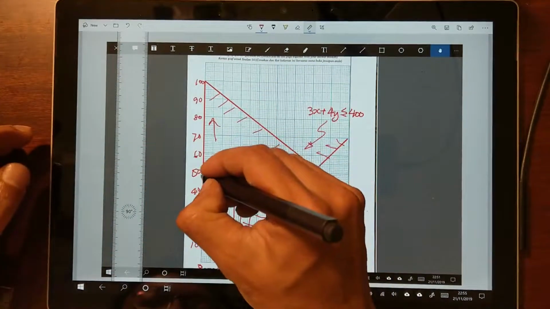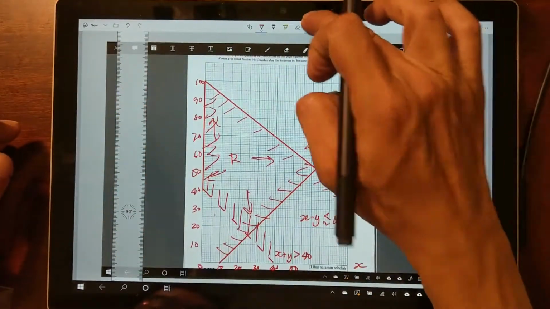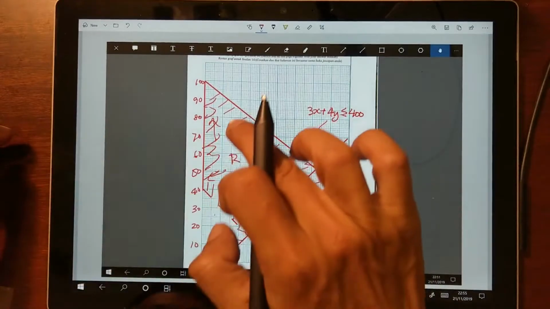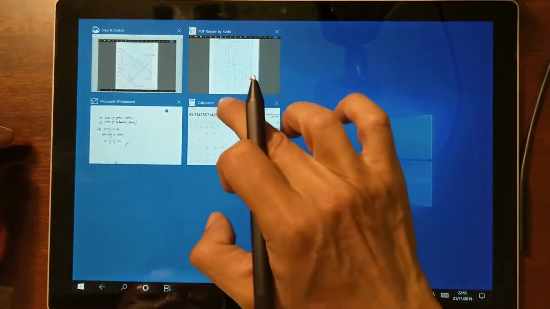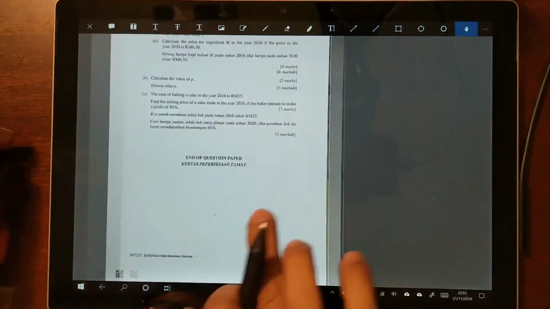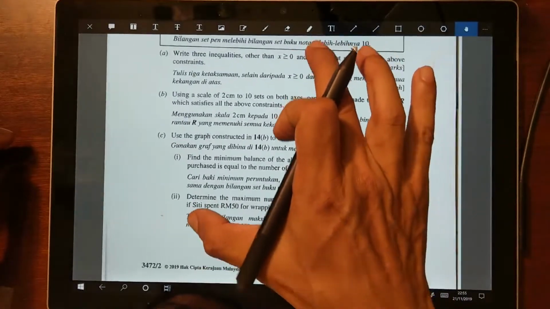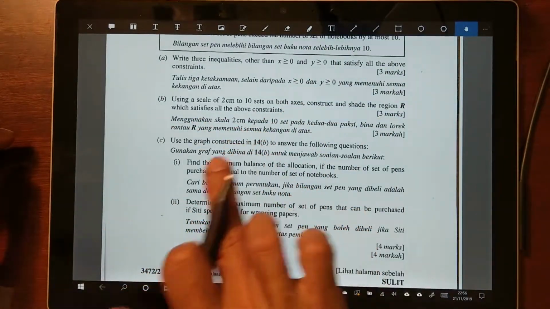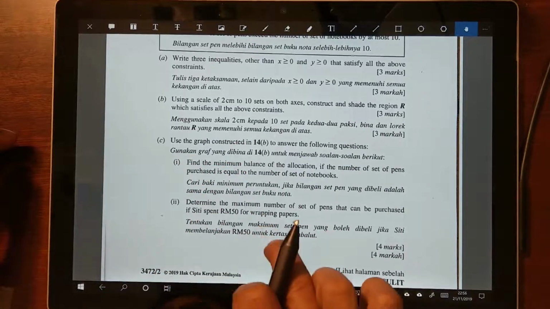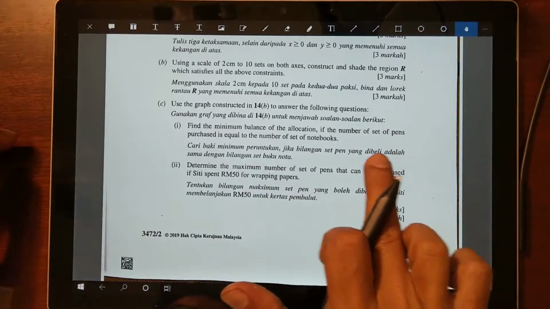Let's get the ruler out of the way. There we go. Okay, that's enough. Right, so that's the second section done. Where are we? There we go. Using a scale of blah blah blah, sketch out region R. So we're done. Right, so use the graph, section C, use the graph to find the answers to the following question.